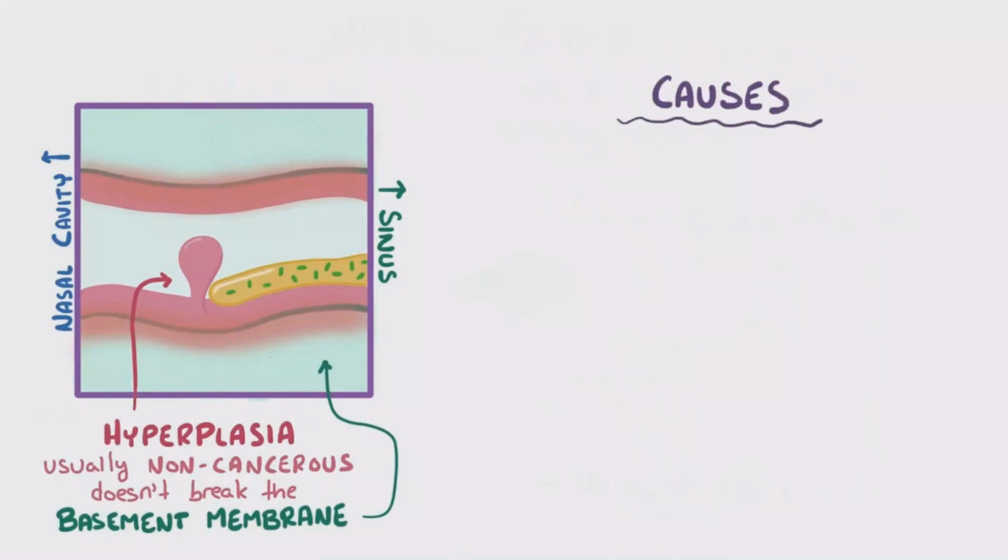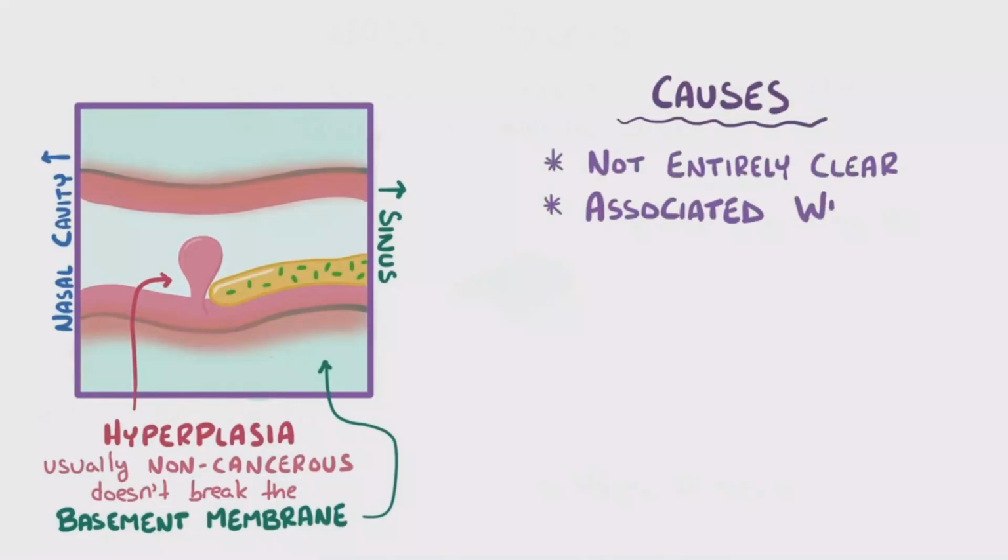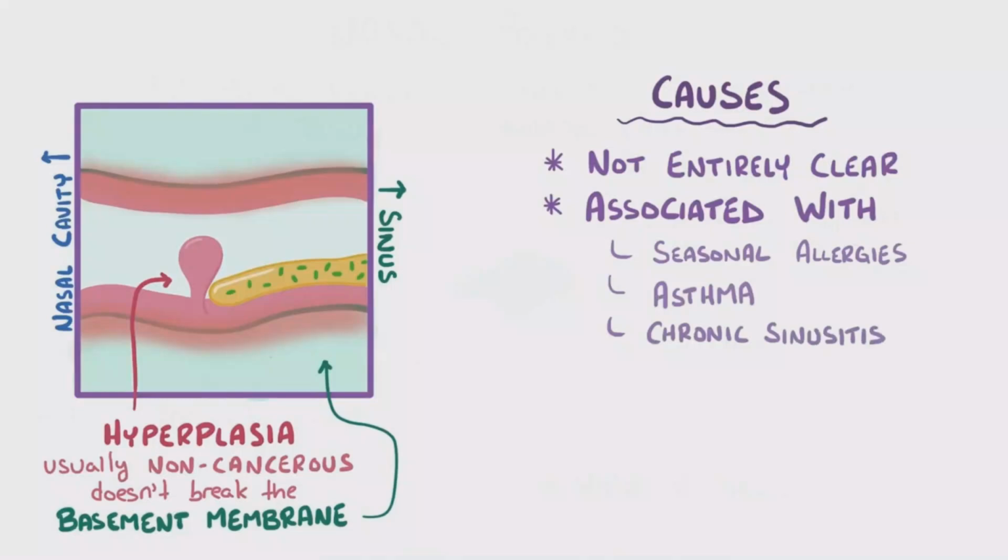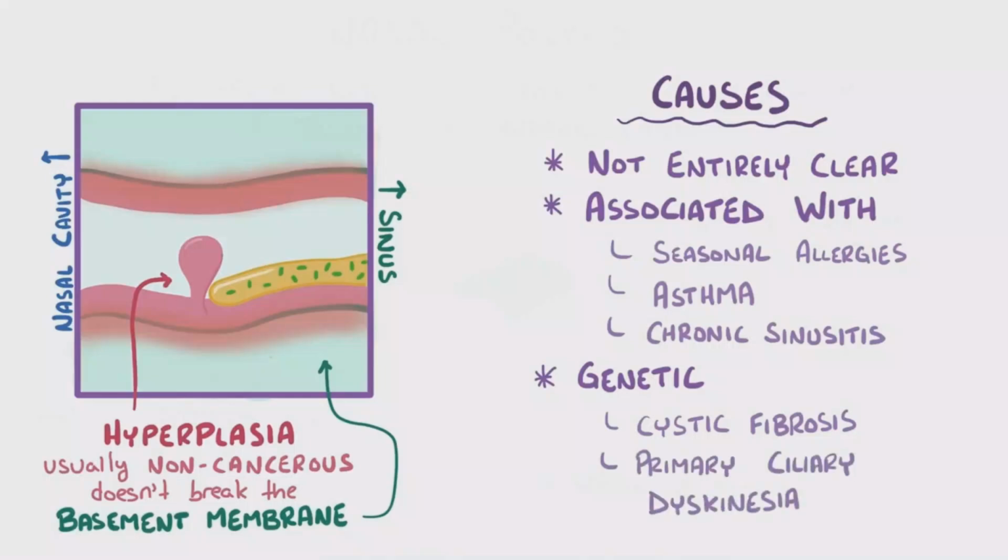The reason the epithelial cells start to grow into a polyp isn't entirely clear, but they're associated with seasonal allergies, having frequent asthma exacerbations, as well as chronic sinusitis. There are some genetic factors that seem to be related as well. For example, individuals with cystic fibrosis and primary ciliary dyskinesia both have a high risk of developing nasal polyps.